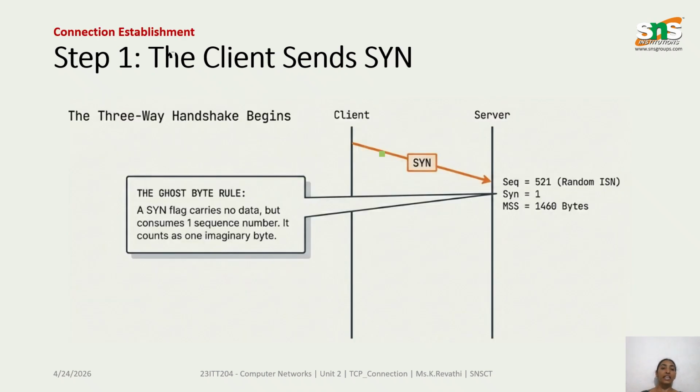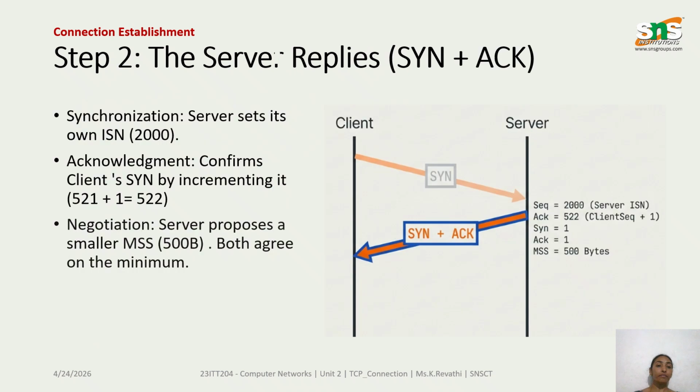Then the next phase is data transfer. Once the connection is established, data transmission starts between the sender and the receiver. Here is something interesting called piggybacking. Instead of sending the acknowledgement separately, TCP combines both data and acknowledgement together. This is called piggybacking. It improves efficiency and reduces network traffic.